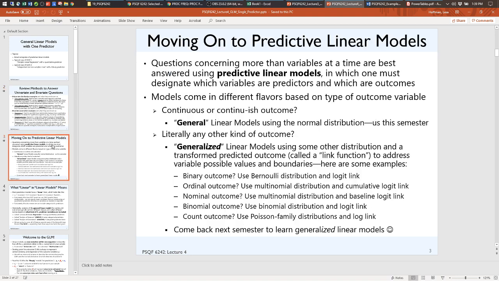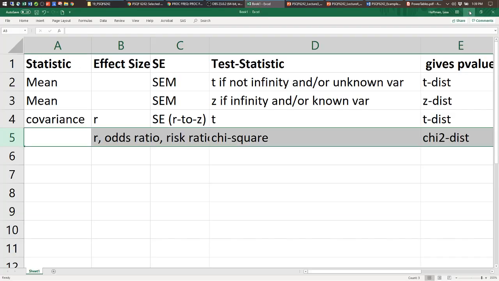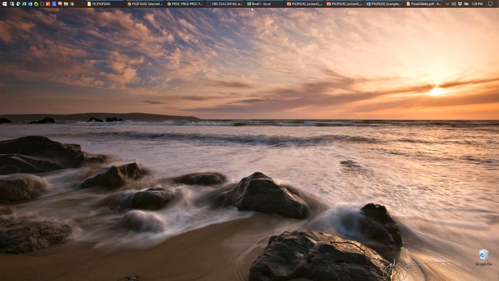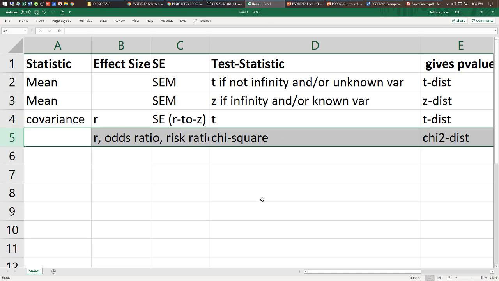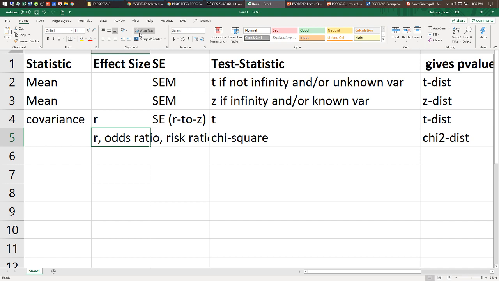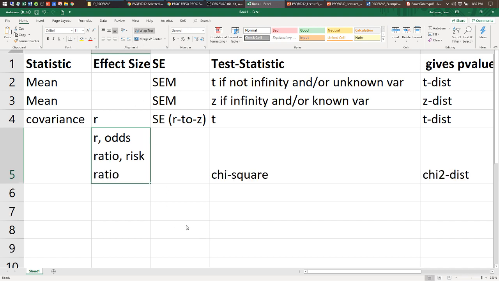Bivariate association. What do we use models for? Can you go back one split second, to the Excel spreadsheet? Yep. I need to wrap the text on that. There we go. Yeah, that's the one that doesn't look like the others.